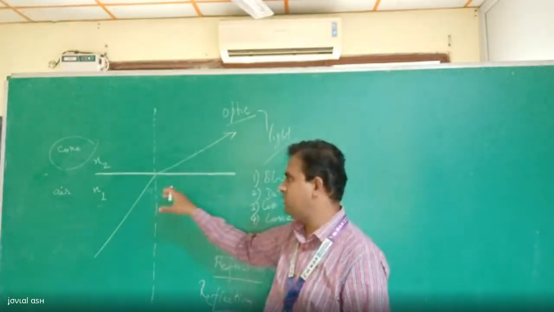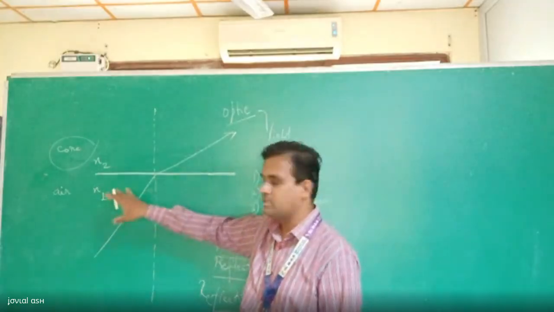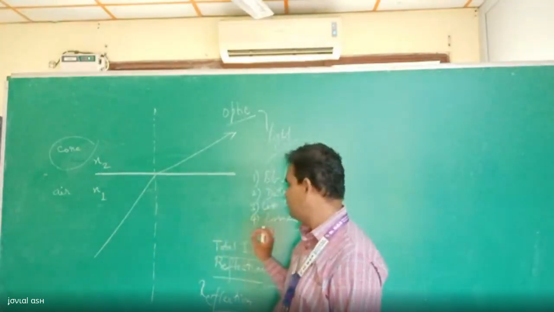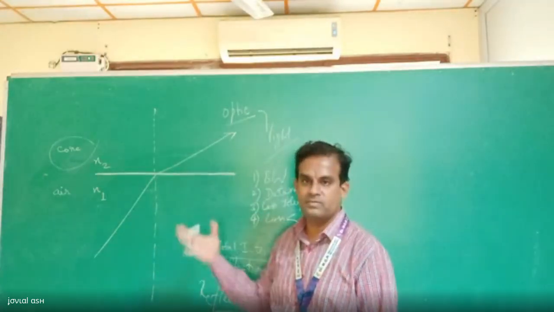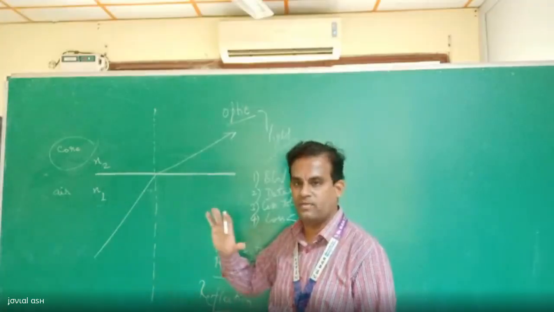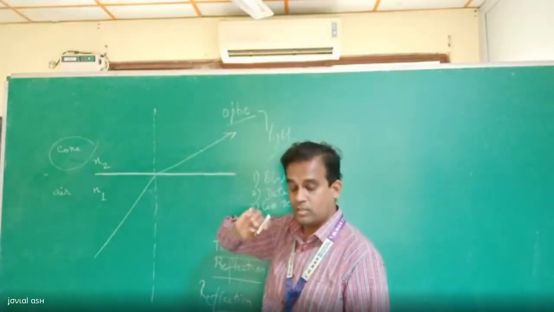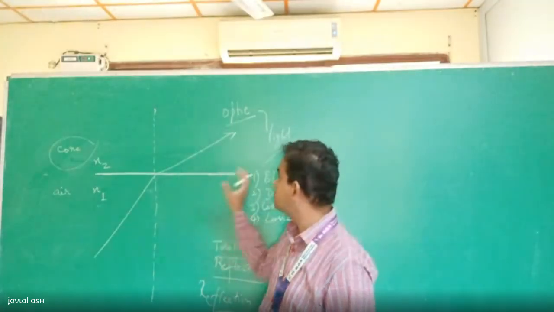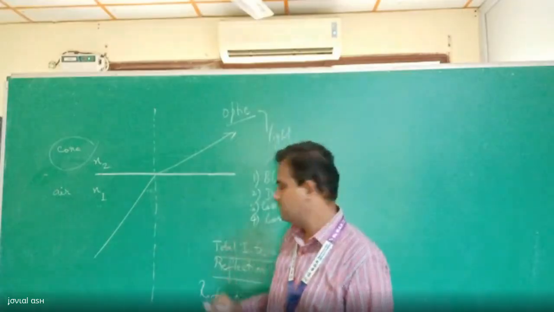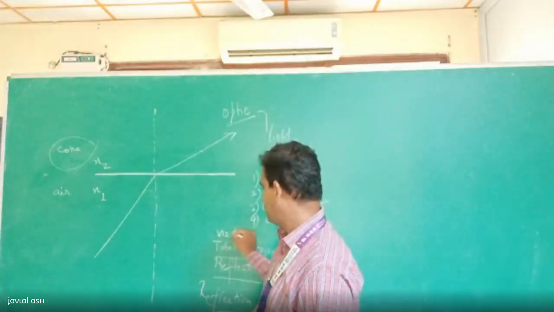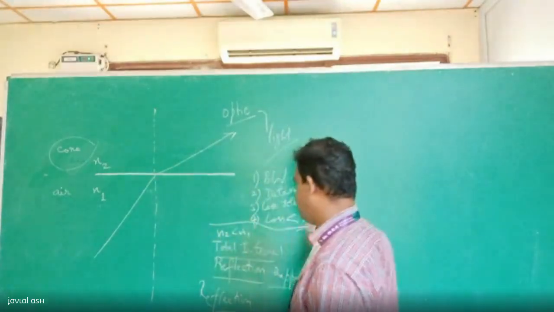We do have core loss and cladding loss. We'll come to that later. But you don't have any copper loss or iron loss because we are not going to use a copper cable or a coaxial cable. We are going to use only an optical fiber, right? So if your N2 is less than N1, you come back to the basics.